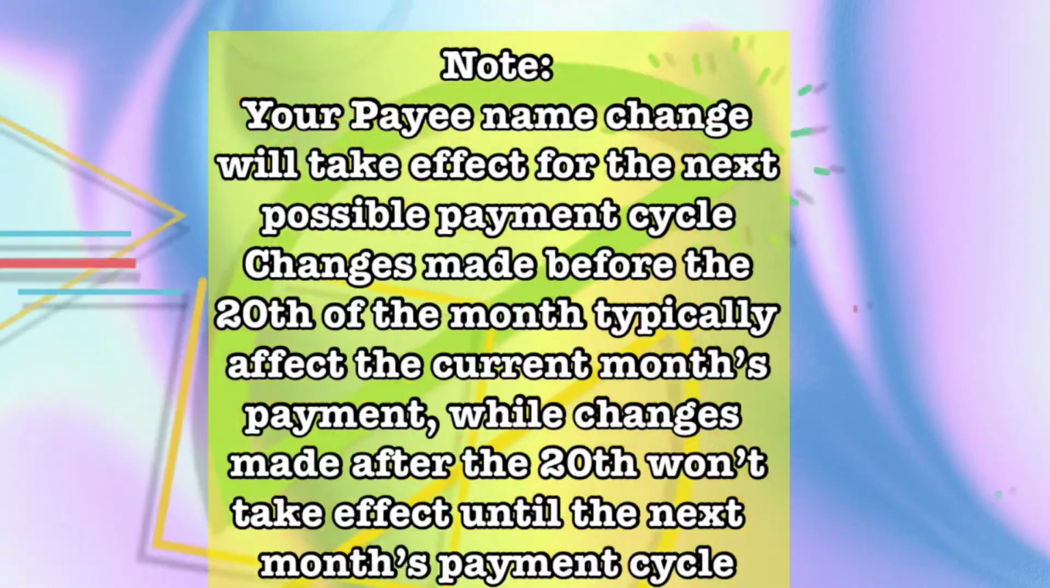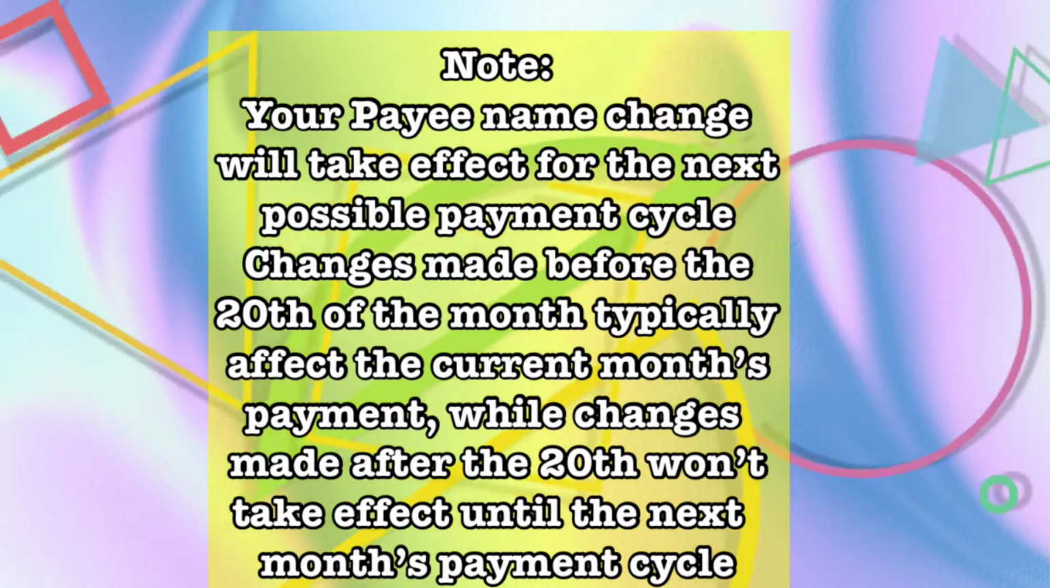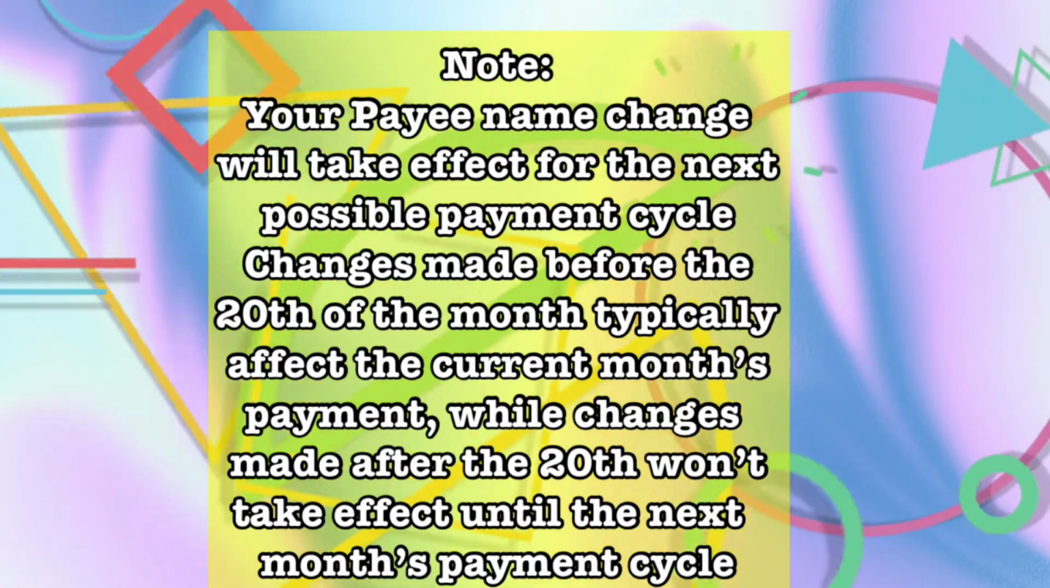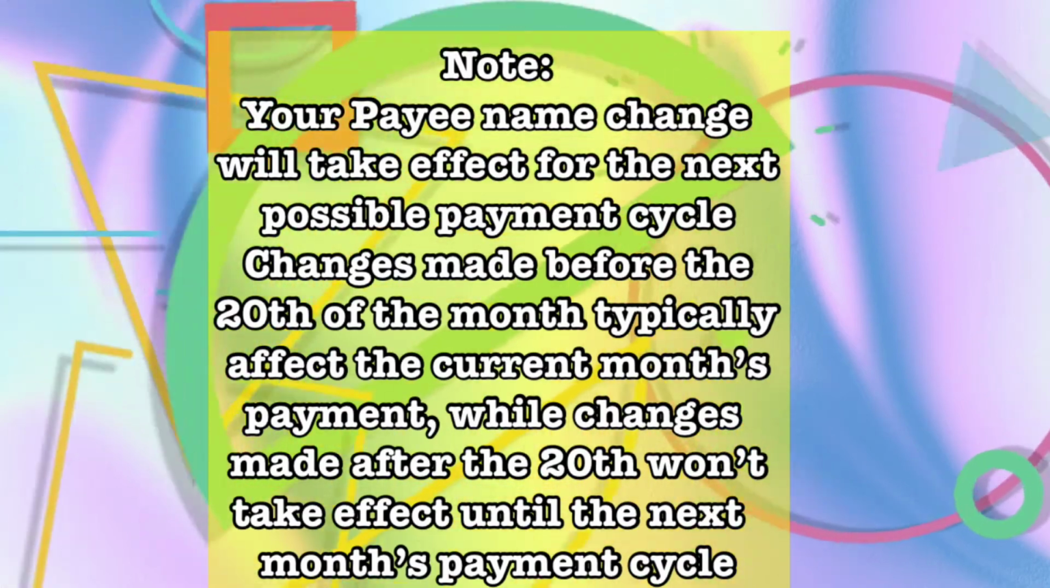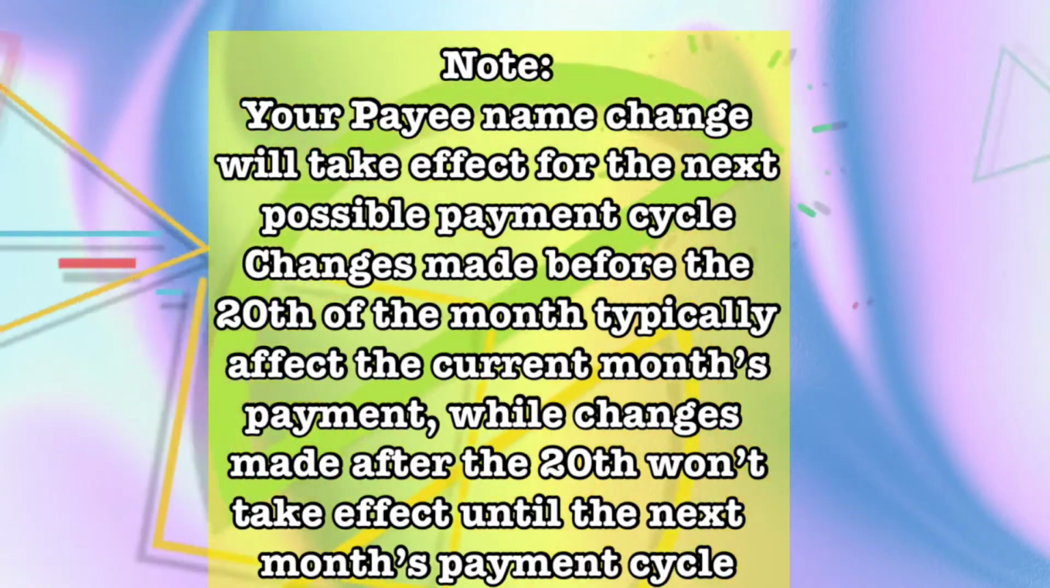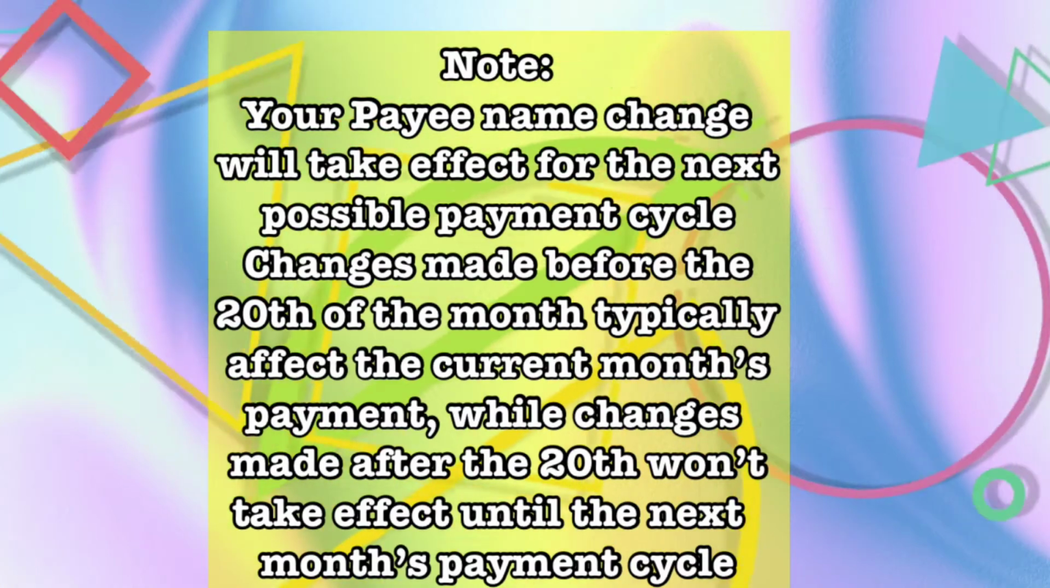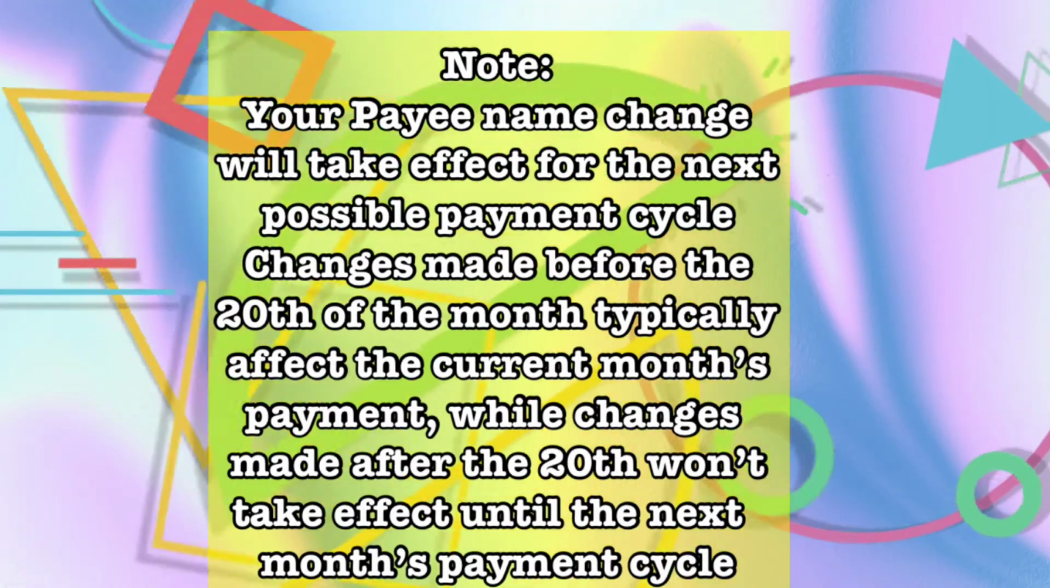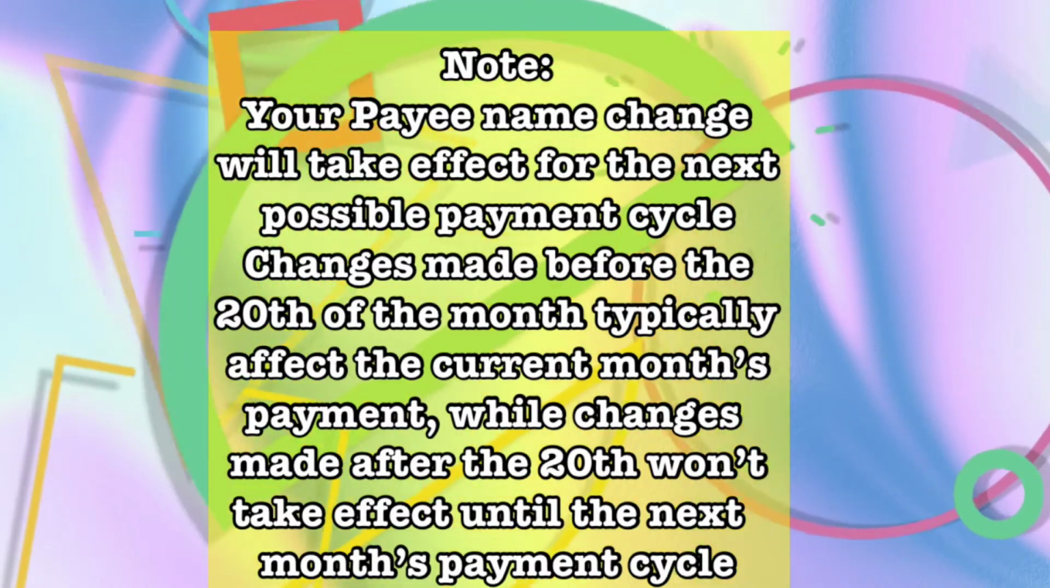Note, your payee name change will take effect for the next possible payment cycle. Changes made before the 20th of the month typically affect the current month's payment, while changes made after the 20th won't take effect until the next month's payment cycle.